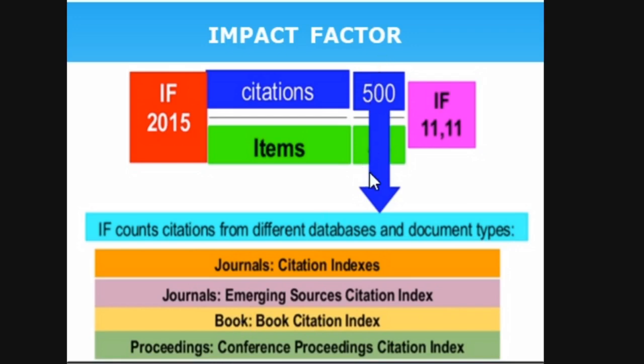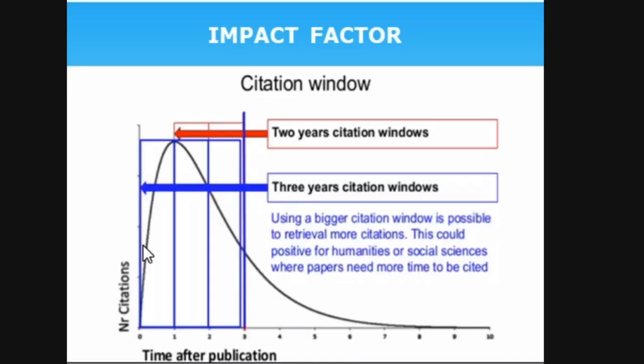This is the citation. The citation is taken from the citation indexes. I have told you about ESCI, Emerging Sources Citation Index, and so on, right? And Book Citation Index, Proceedings, SCI, SSCI, Arts and Humanities Citation Index, etc. This is how a citation window will look.